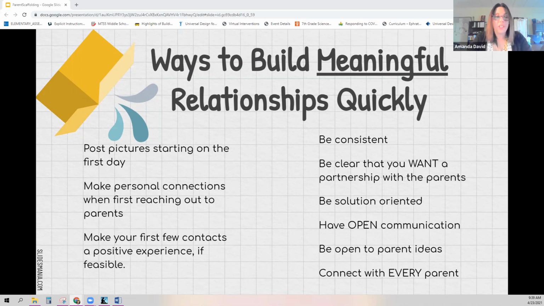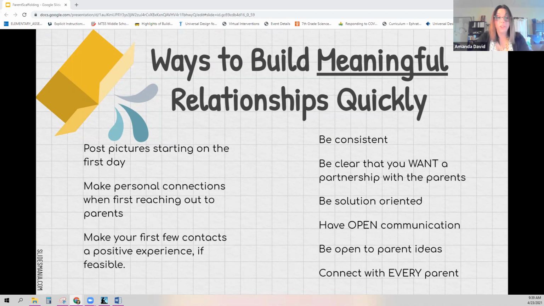Making those personal connections with parents when you are first reaching out. So even if it's something such as, your child was telling me that they like to go to the beach. Oh, that's something that I did this summer. Things of that nature, just to show that you are a person, that's sometimes forgotten, unfortunately, when we are talking about teachers. So making those personal connections will allow there to be some commonality between you and the family.